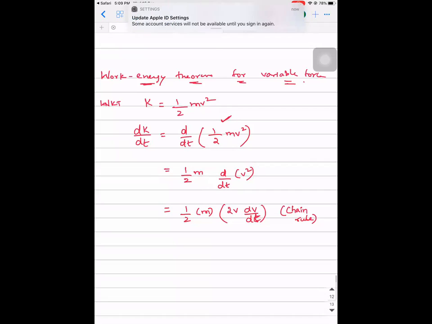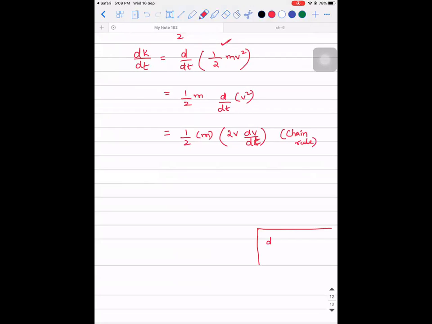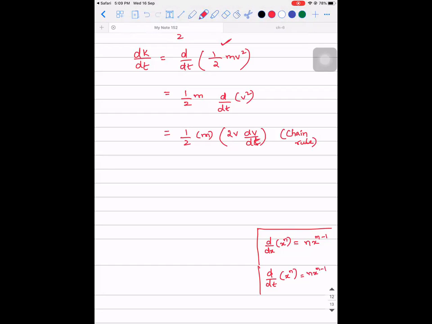Let me explain this. Listen to this carefully, or else you will have to memorize it. I've already explained this. What is the derivative of x power n? It is n into x power n minus 1. Right. But this is wrong.